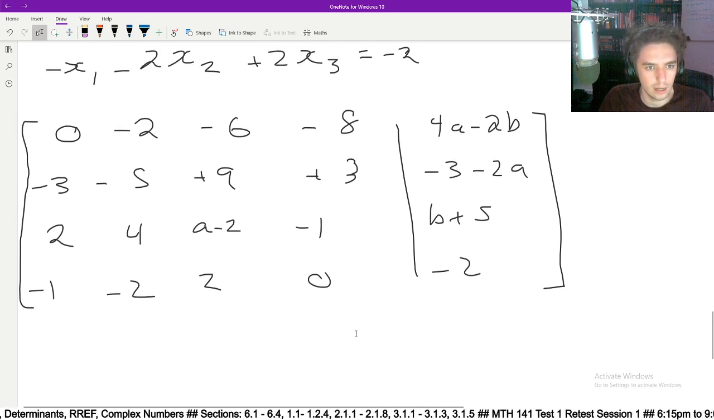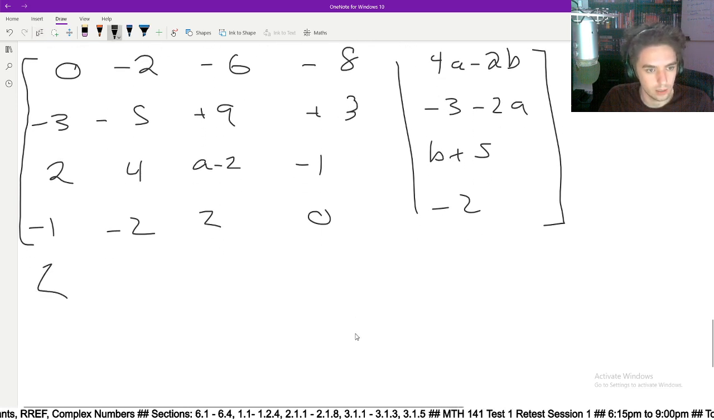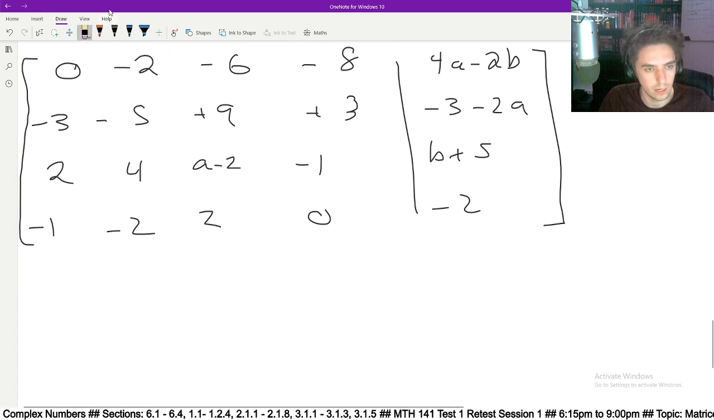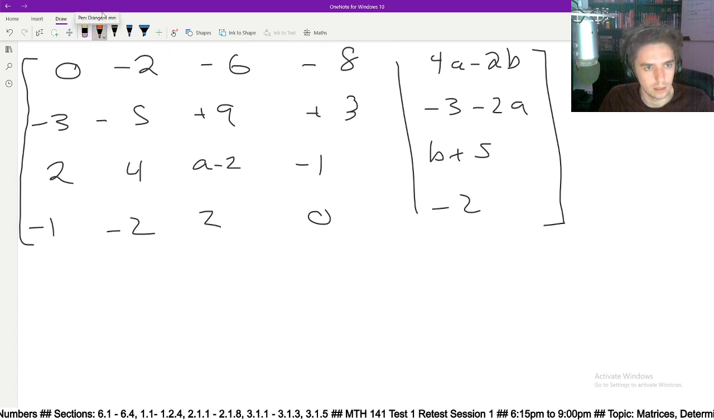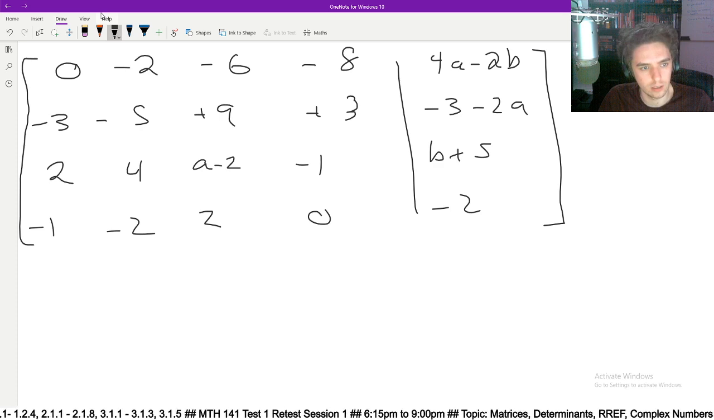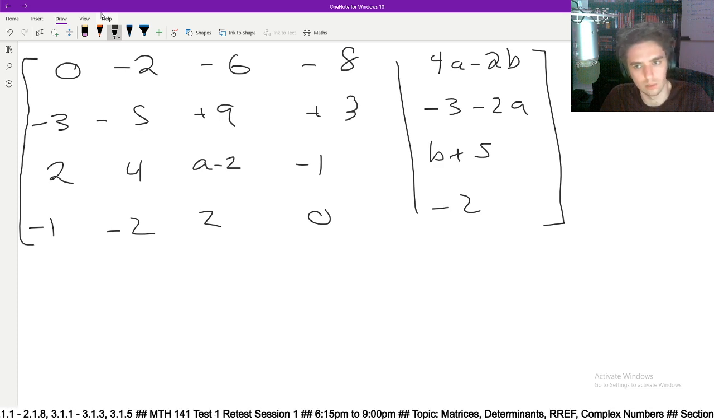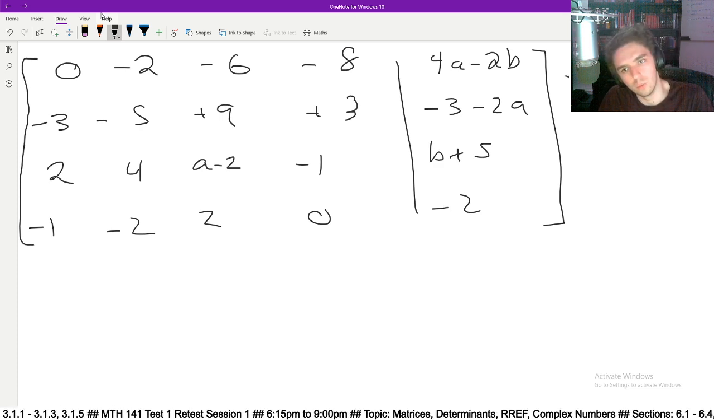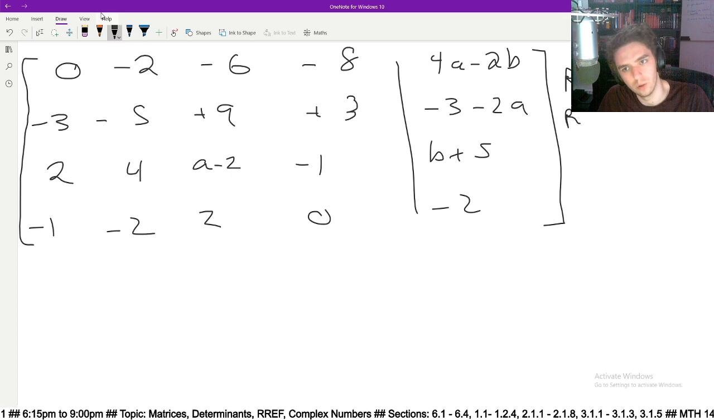So, yeah, I'll start row reducing. Row 4 is going to be our top row, right? I'll start by adding row 1. I'll write it over here: row 2 plus 3 row 4, and row 3 minus 2 row 4.